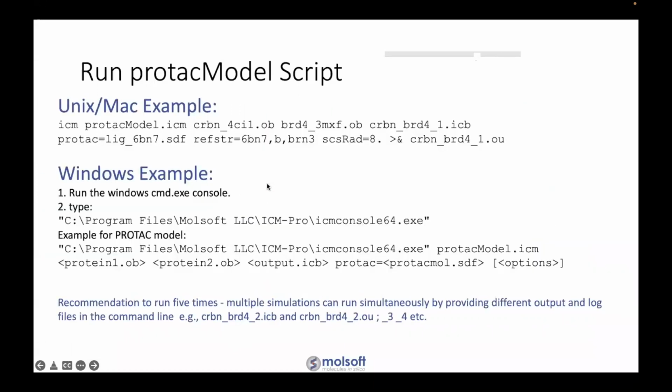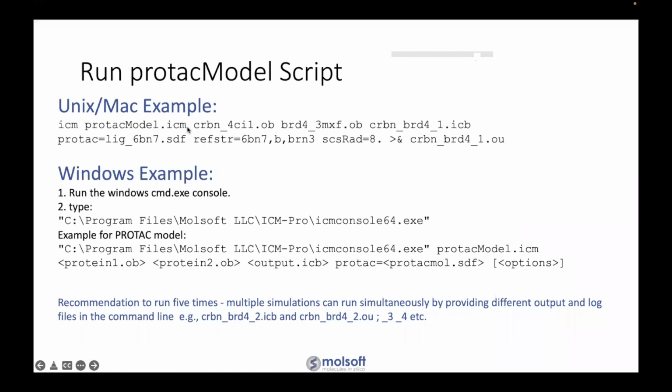Okay. So basically now we have all the components we need to run the script. We need to save the PROTAC model.icm script to a directory or give the path to where it's located. We have our object of Celebron for CI1. We have the ICM object of Bromodomain. This is an output file, so it can be called anything. We have the PROTAC in SD format, and then we have our options.